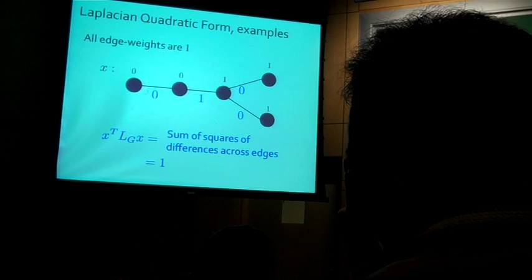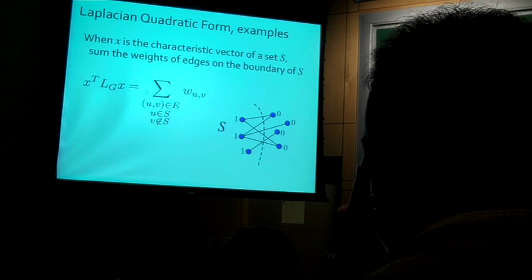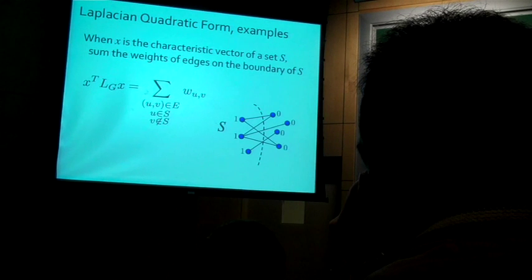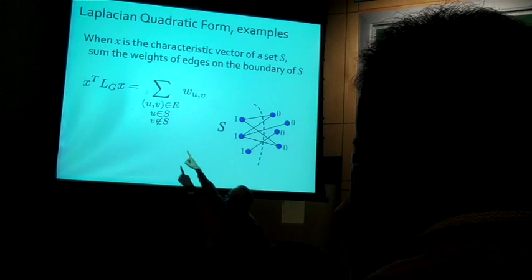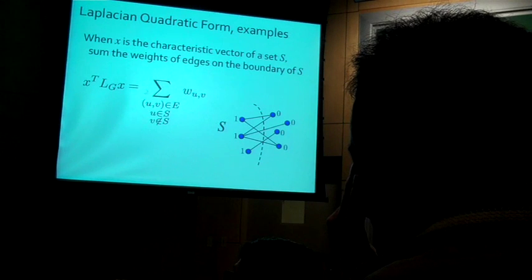This is an important example, because this is what happens when x is the characteristic vector of a set of vertices. By which I mean you pick some set of vertices, let's call it S, and x is 1 for all the vertices in S and 0 outside. When you do that, this quadratic form is exactly going to capture the sum of the weights of the edges on the boundary of S, going from vertices in S to vertices not in S.